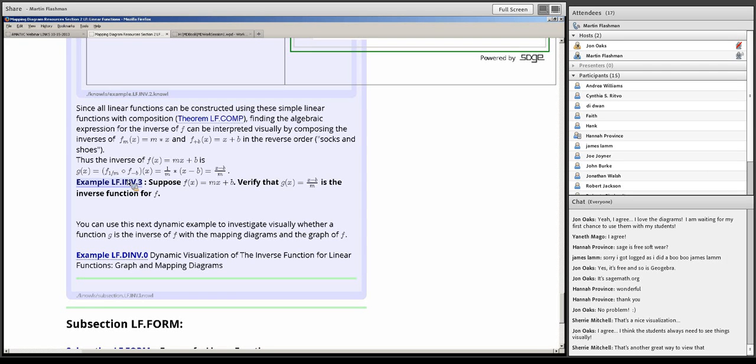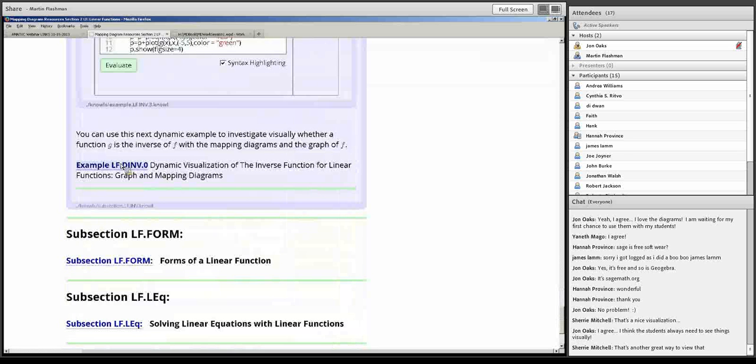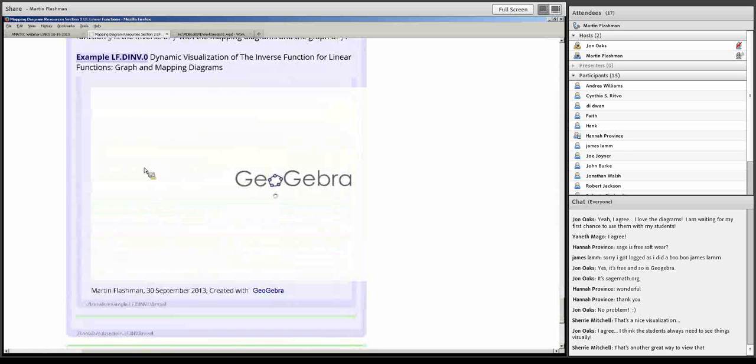You just have to think about it functionally and reverse the order, which some people refer to as socks and shoes. You put on your socks, then you put on your shoes. If you want to undo that, first you take off your shoes, then you take off your socks. It's the same thing for linear functions. And here's an example of that with GeoGebra.